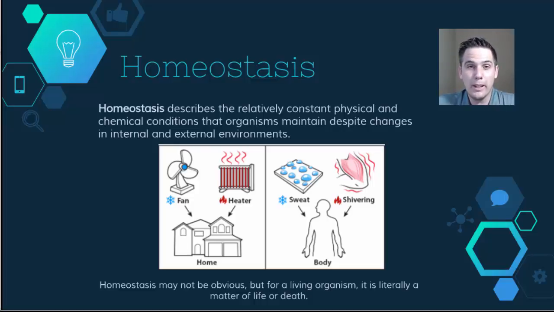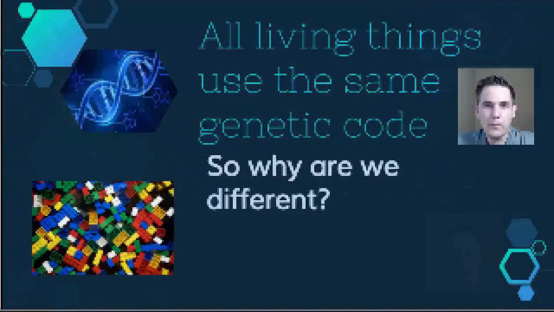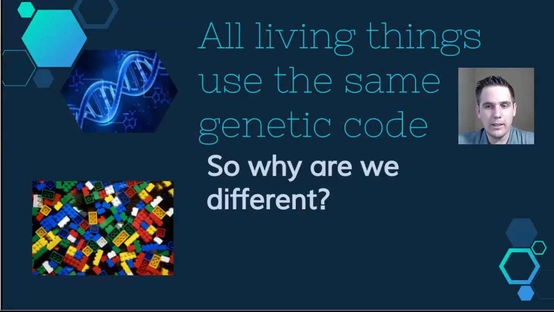I'm going to be devoting an entire video to homeostasis because it is such a critical cornerstone foundation for most of what you are going to be seeing in Unit 1. And the last thing I want to talk about in this video, having to do with understanding what biology is, is understanding what the universal genetic code is. The universal genetic code is the concept that all living things use the same genetic code.